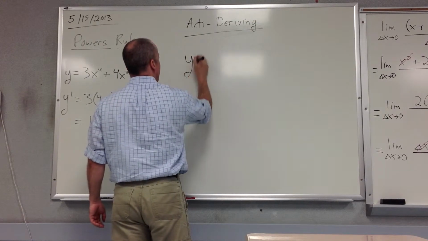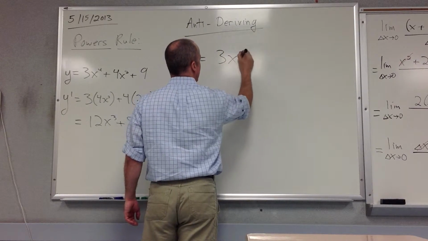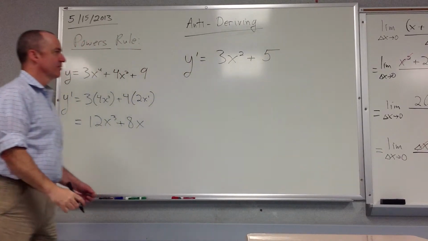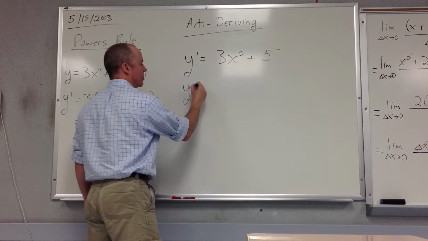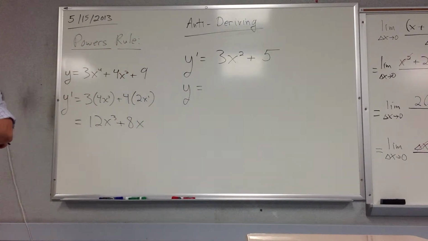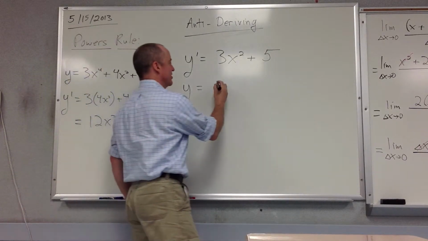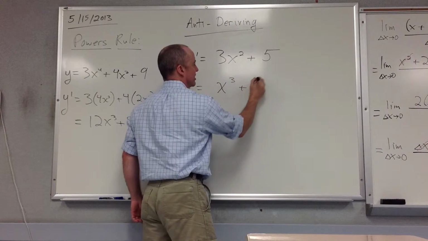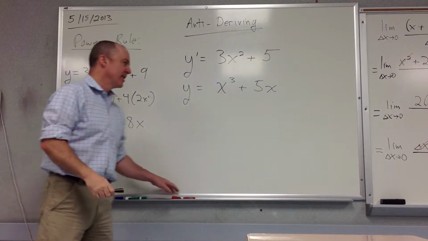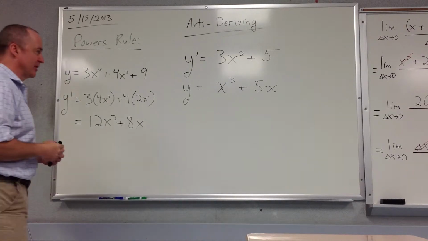So I'm going to tell you that y prime is 3x squared plus 5. What do you think y was? Well, you know you're going to have a 5x. Good. 5 is going to go to 5x. Excellent. And then 3x squared is going to go to x to the third. Yeah, you're right. x to the third plus 5x. Here's a very important thing that is the easiest thing kids mess up on the AP exam and other places in calculus.